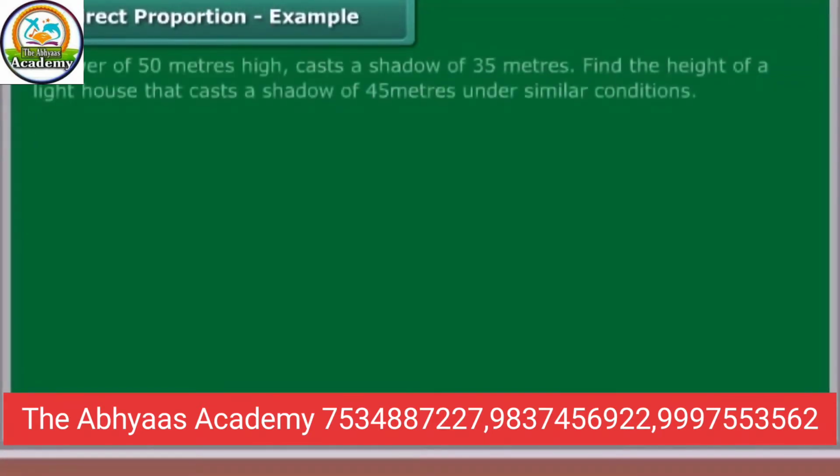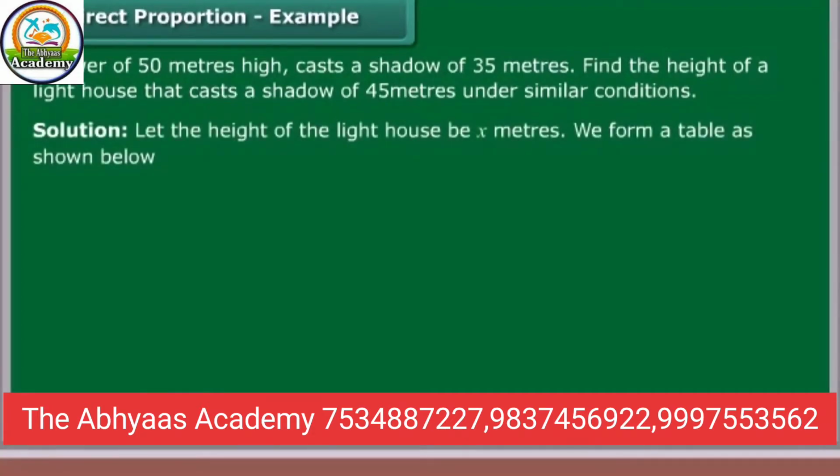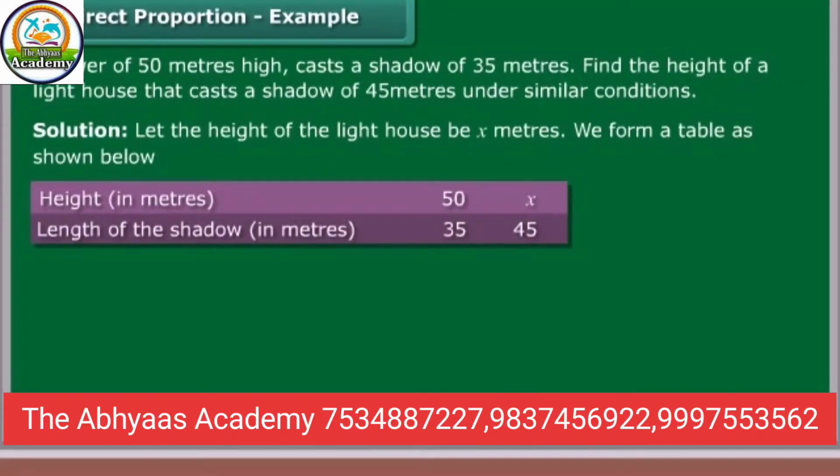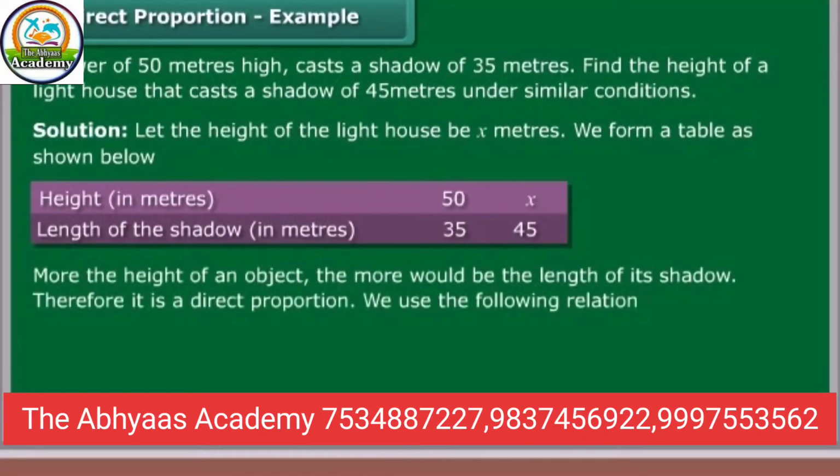Example 2. A tower 50 meters high casts a shadow of 35 meters. Find the height of a lighthouse that casts a shadow of 45 meters under similar conditions. Solution. Let the height of the lighthouse be X meters. We form a table as shown below. The more the height of an object, the more would be the length of its shadow. Therefore, it is a direct proportion. We use the following relation.